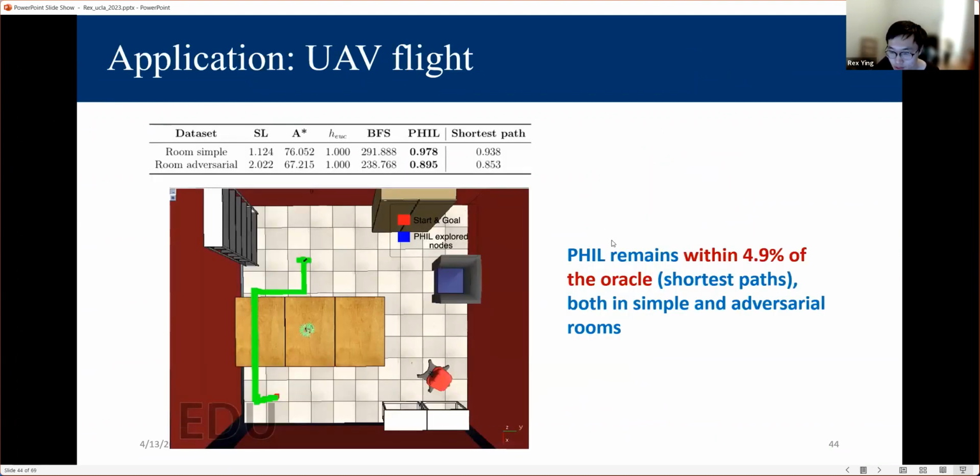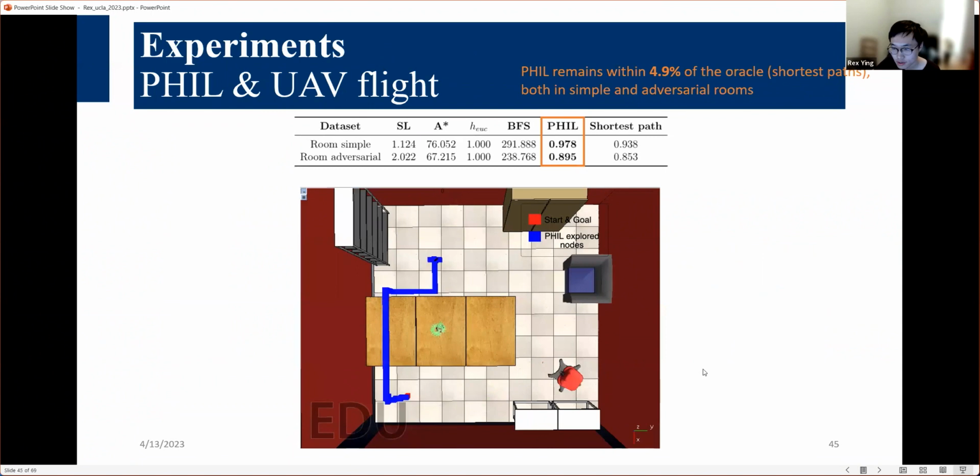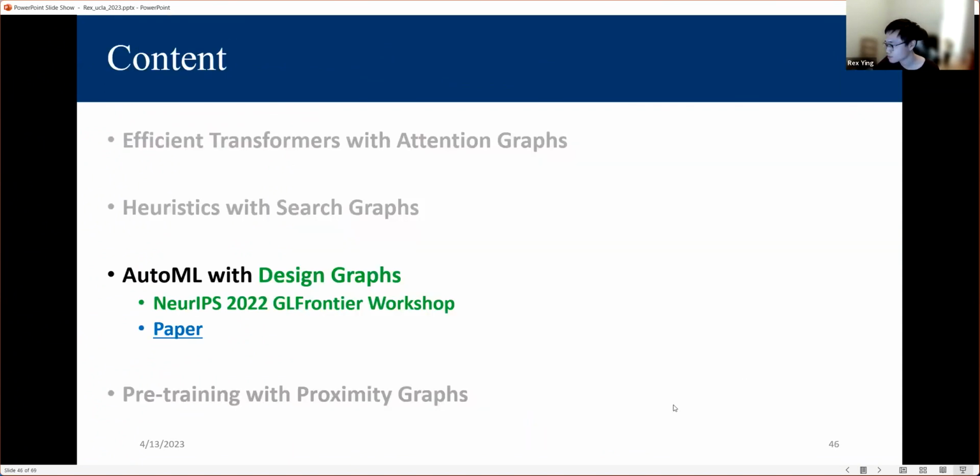Okay? And this is another one, kind of a short experiment on drones doing path finding. We have a starting point and a destination, and we also run various heuristics and our algorithm. We found that FAIL remains within 4.9% of the oracle, which is the shortest path. So FAIL finds a very feasible shortest path, and is also exploring a lot less in terms of number of nodes compared to other heuristics. Okay, so that's the second one.